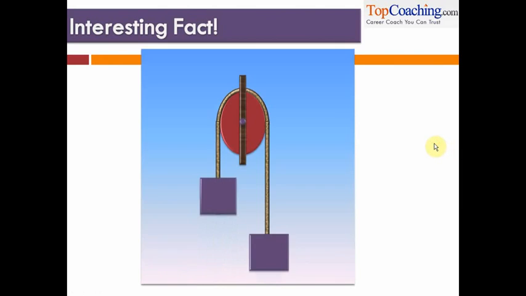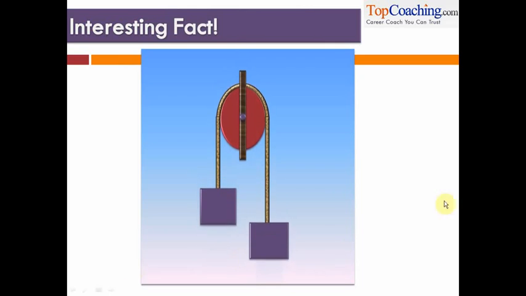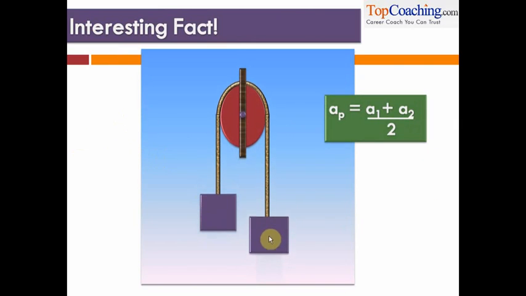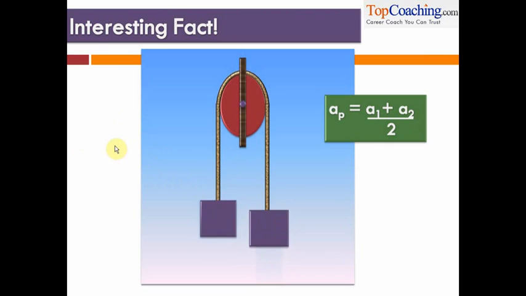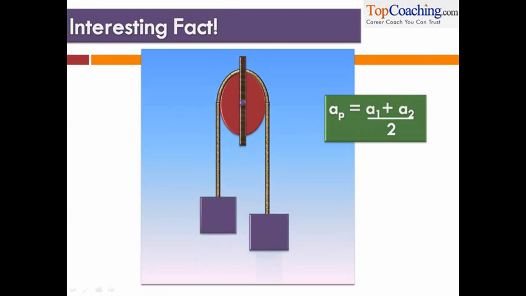Here's an interesting fact, by the way. If you have a moving pulley and if you have a block dangling at the left end and a block dangling at the right end of this movable pulley, in that case, the acceleration of the pulley will be half of the sum of accelerations of the first block and the second block. Understood? This is a very important fact that is very, very useful in competitive examinations. So in this case, the acceleration of the pulley is (a1 plus a2) by 2.